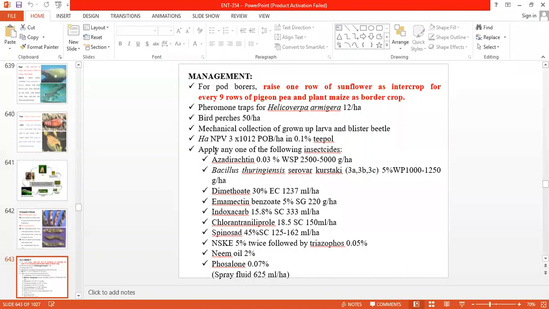Then use of HNPV at 3 into 10 raised to 12 polyhedral occlusion bodies per hectare with 0.1% Teepol. Plowing in the field after harvest of the crop would destroy the pupae by nearly 70%. Hand collection of caterpillars in the early stage of infestation, because the larval size is bigger. That's why hand collection of larvae is possible.